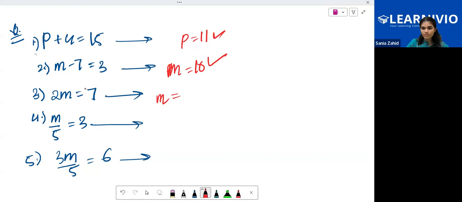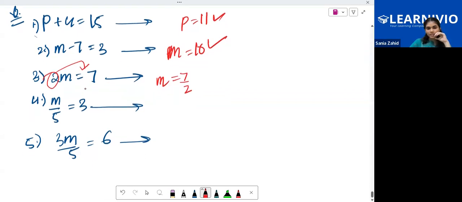Ma'am, actually 2 into 3 is 6, so 3.5 something. No. Okay, Harmeen, 2 you have to remove from here and bring it over here. Right? So it will be 7 by 2. Oh, only 7/2. Okay. You see, Razan, that's what you will do here. Do you understand, both of you? Yes, ma'am. Okay, then m by 5 is 3.